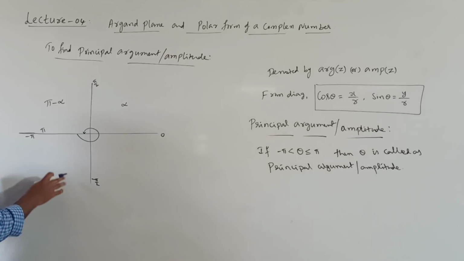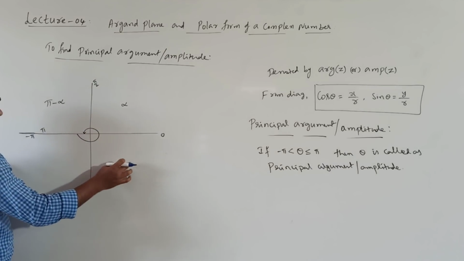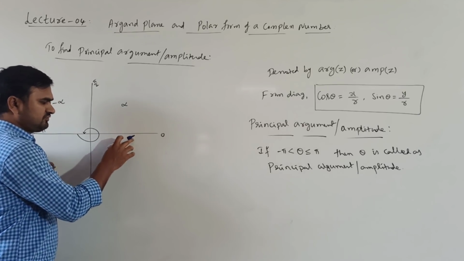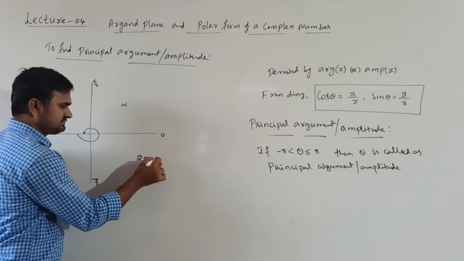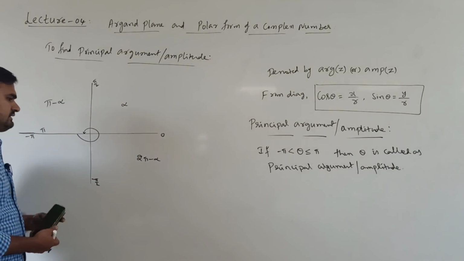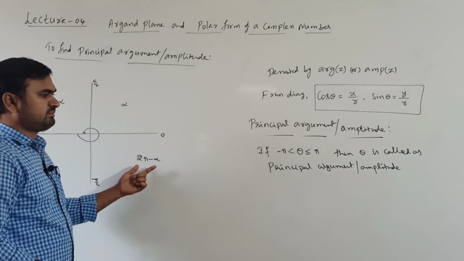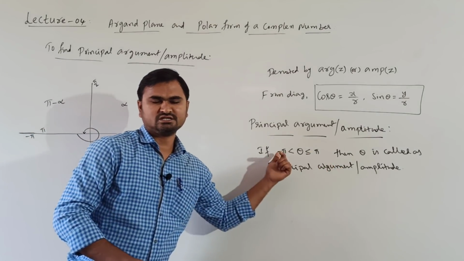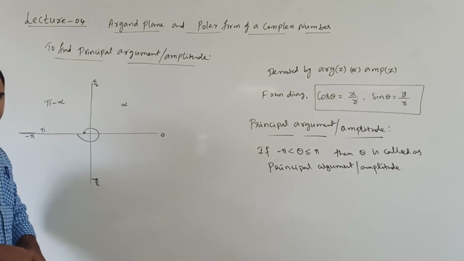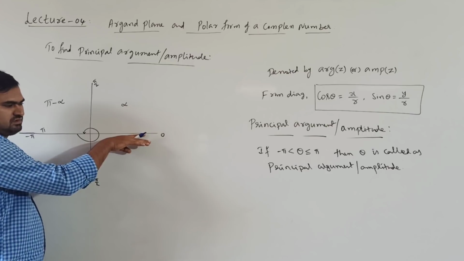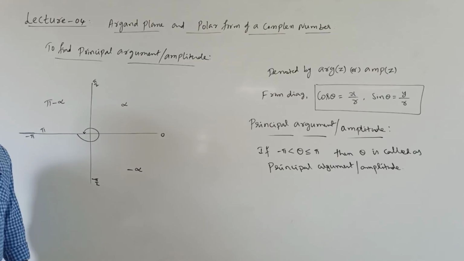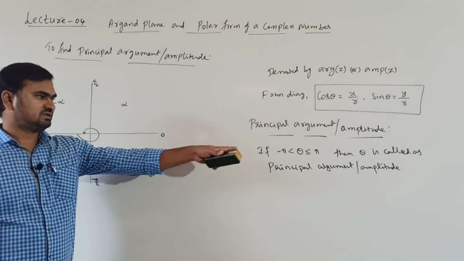Okay. Next, if it lies in fourth quadrant where cos is positive, sin is negative, so can we take fourth quadrant angle as 2 pi minus alpha? Actually it also lies in fourth quadrant only, but does it lie in minus 180 to 180? It does not lie in minus 180 to 180. So don't take 2 pi minus alpha. So in fourth quadrant it is minus alpha, where minus alpha lies in minus pi to pi.